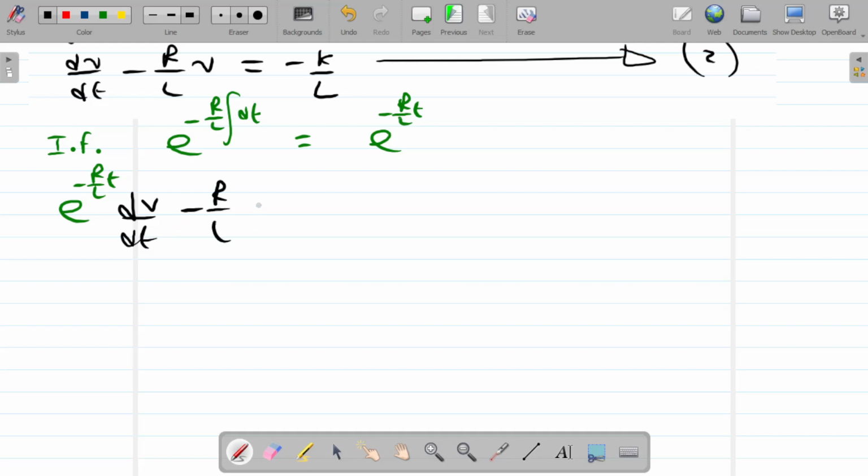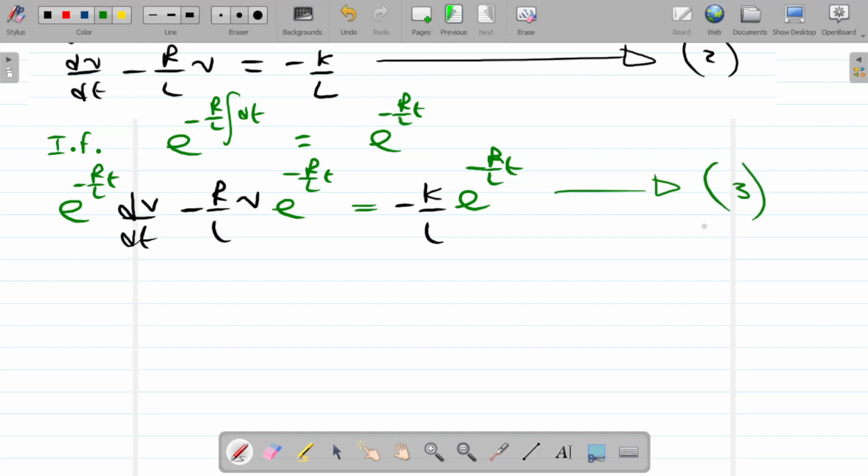Minus r over L v e. So that's e to the minus r over L times t equals minus, let's be consistent with what we're doing, minus k over L e to the minus r over L t. And we'll call that equation 3.